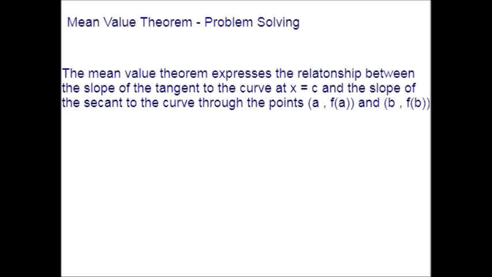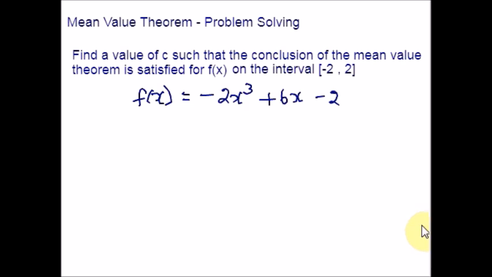Let me take the first example. In this example, we are supposed to find a value of c such that the conclusion of the mean value theorem is satisfied for the function f(x) on the interval -2 to 2. Please look at the given function. This is a polynomial function, right? A polynomial is continuous and differentiable for all real numbers. So f(x) is also continuous and differentiable for all real numbers.